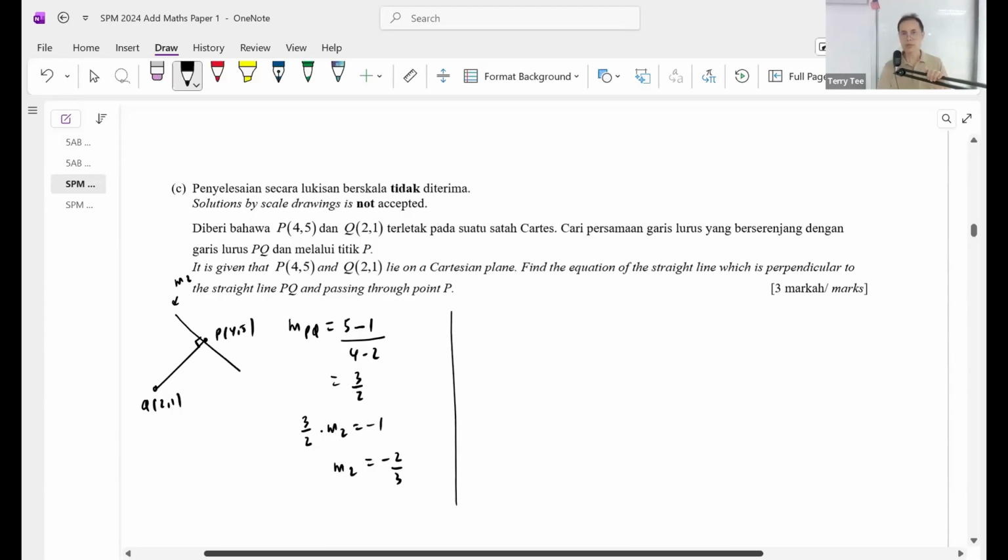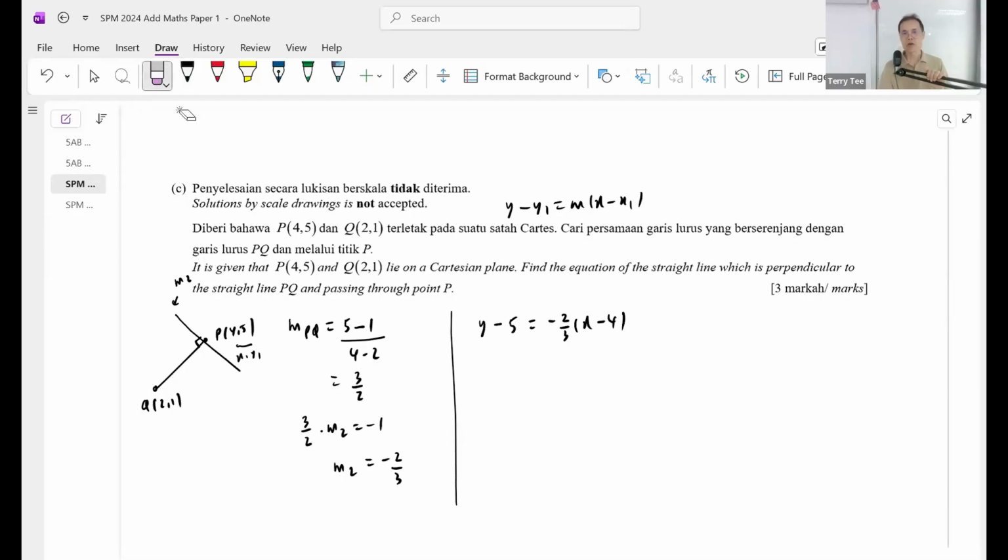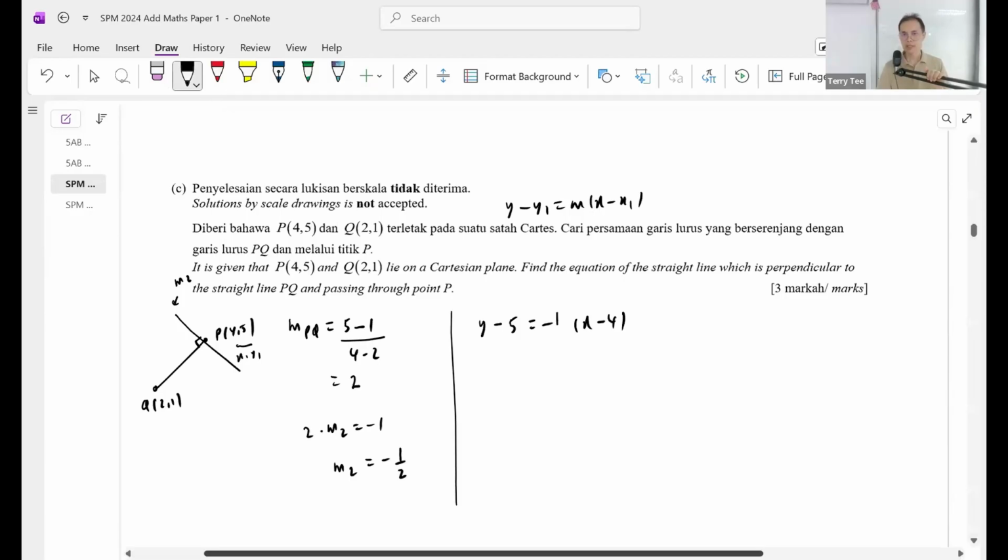And remember, to form the equation of a straight line, we use y minus y1 equals m(x minus x1). Your x1, y1 is at point P. So it's 5. Your gradient is negative 2 over 3. Your x1 is 4. Okay? All right. Did I make a mistake here? Okay, sorry. I made a mistake here. 4 over 2. Yeah, sorry. I just realized that. The gradient is wrong. This is 4 over 2, which is 2. So this is 2. You divide it, negative 1 over 2. Right? Your gradient is negative half.